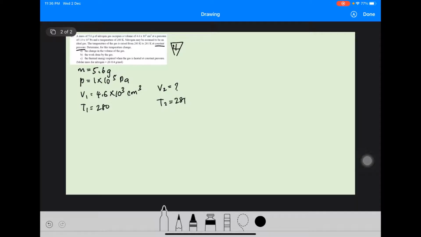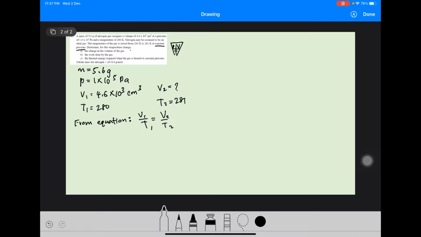Okay, P, V and T. Over here when the P is constant, so we have V over T. So if you use the equation V over T equals V over T, obviously this one will be my initial and this one will be my final condition. Okay, and then I can find the V2 first, because the question actually wants me to find the change in volume.